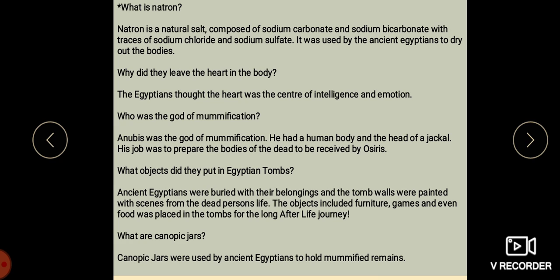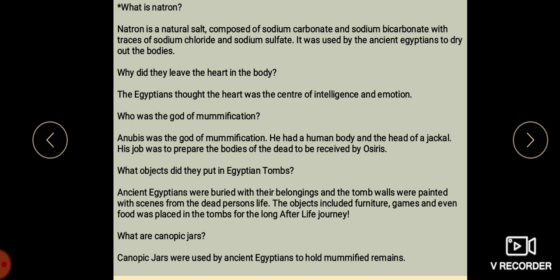Why did they leave the heart in the body? A question arises. The answer is that the Egyptians thought the heart was the center of intelligence and emotions. Who was the god of mummification? Anubis was the god of mummification. He had a human body and the head of a jackal. His job was to prepare the dead bodies to be received by Osiris.